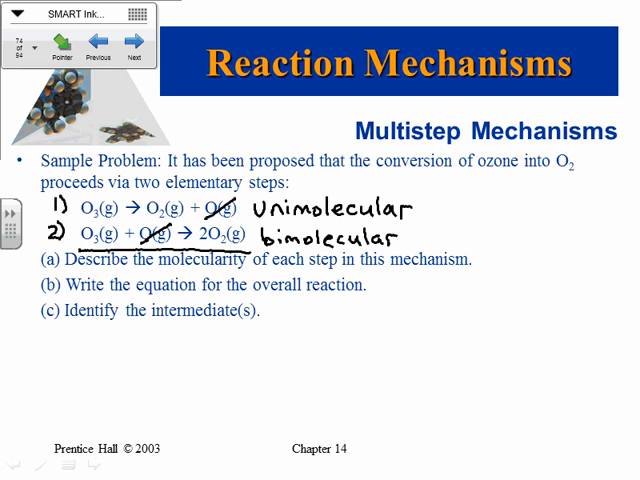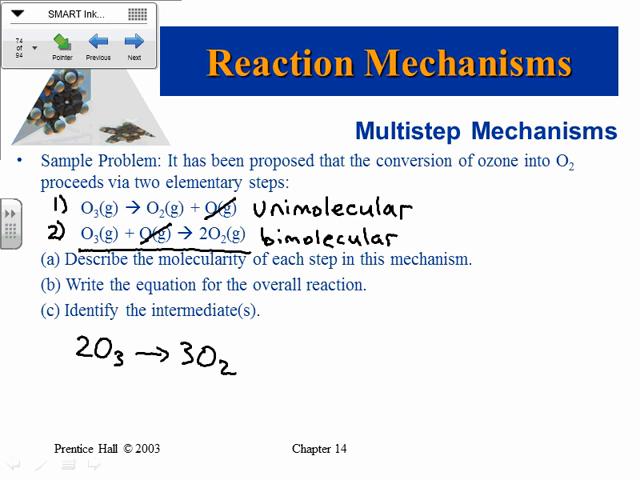All right. So then what we're going to end up with for the overall balanced chemical equation, we've got two O3s on the reactant side, and that's it. And then we end up with 3 O2 on the product side. Okay. So that's our overall balanced chemical equation for the reaction.